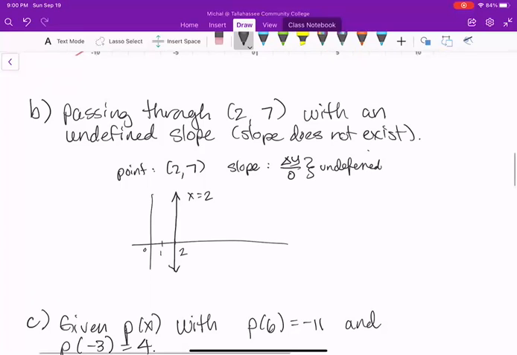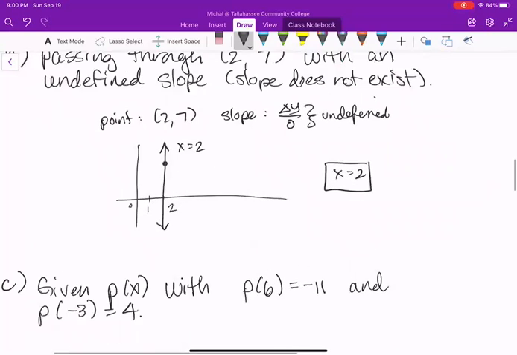So this one's actually easy. X equals 2 is the equation of the line passing through the point 2, 7 with an undefined slope. If you were given a question like this and it said that the slope was 0, that would be a horizontal line, because it has all horizontal change and no vertical change. Then we get a line y equals. So I would be looking at the y coordinate of that point instead of the x coordinate to figure out where it is.